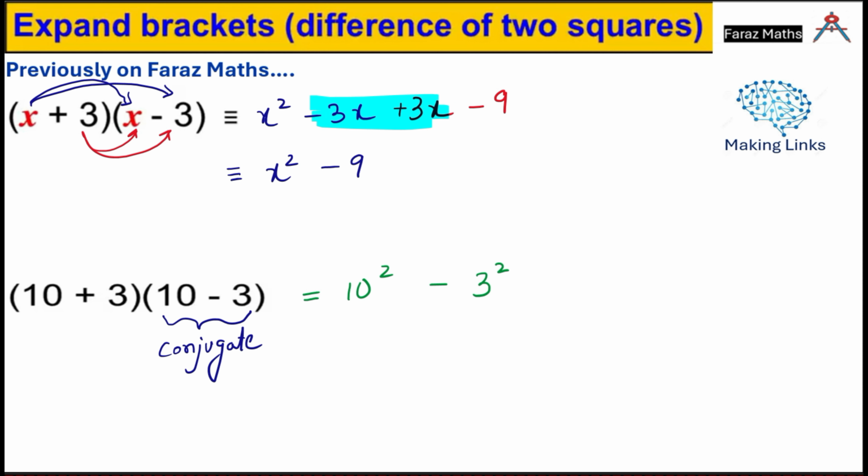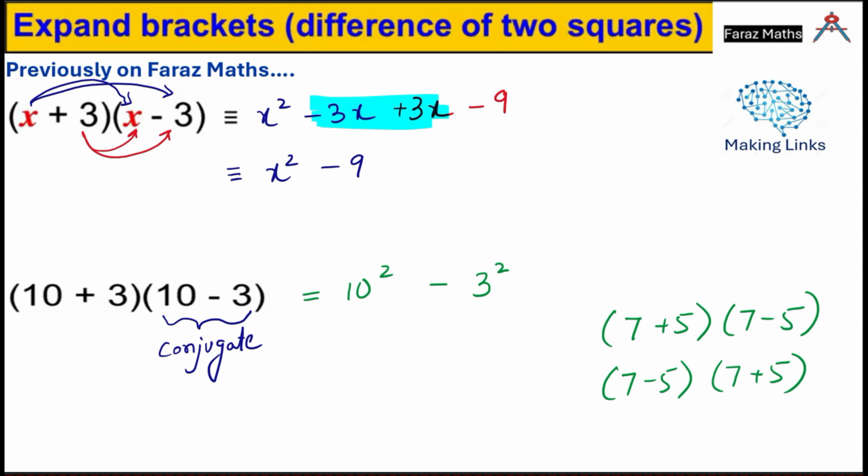Whenever you see two brackets and one is the conjugate of the other, like 10 plus 3 in the bracket and 10 minus 3. Suppose it is like 7 plus 5, 7 minus 5, or 7 minus 5, 7 plus 5. So this one is a conjugate of the other. 7 minus 5 is the conjugate of 7 plus 5. Similarly, 7 plus 5 is the conjugate of 7 minus 5.